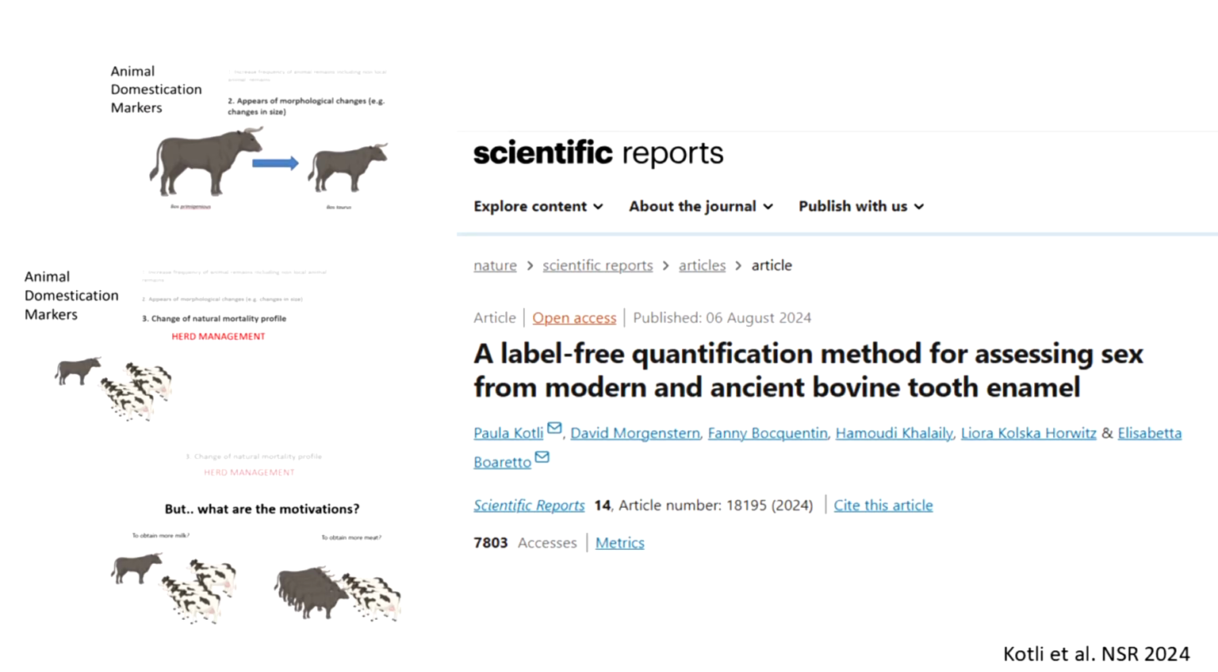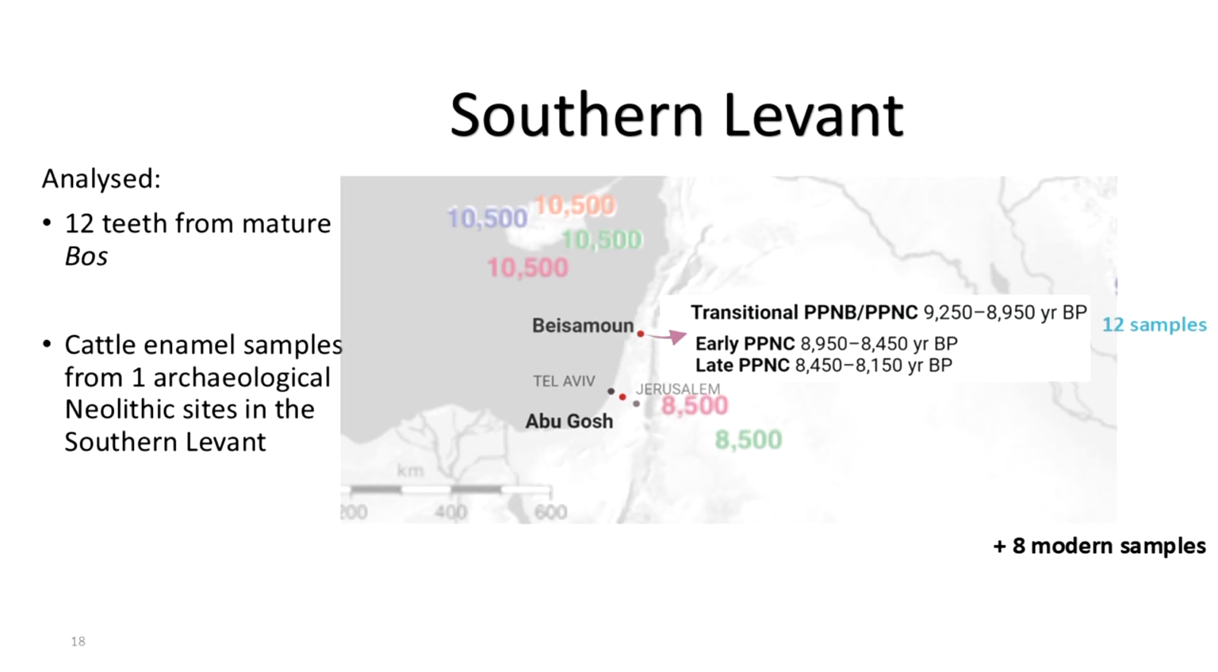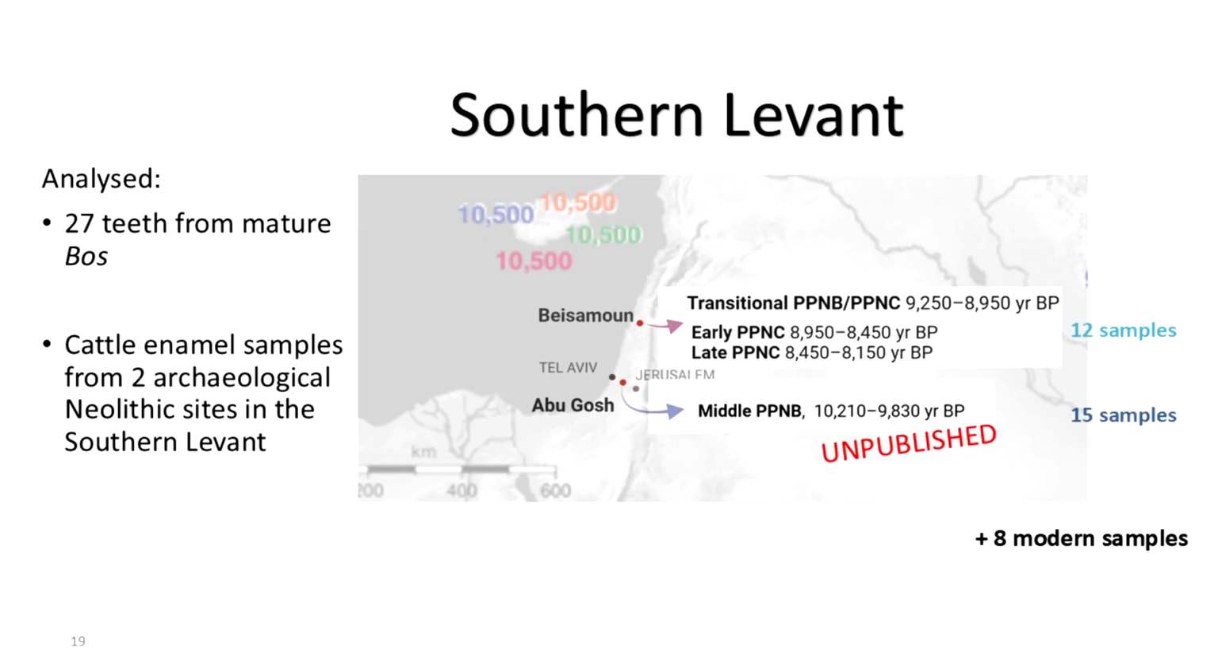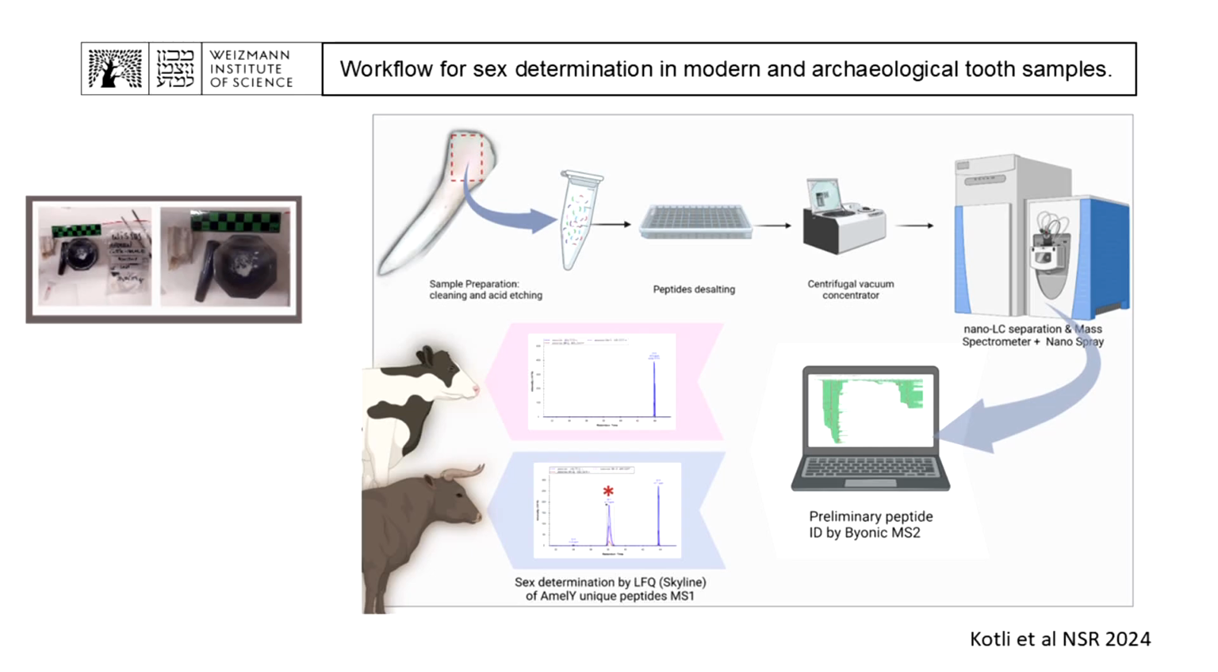So all this is the motivation: we have to know the sex. And this is why we developed a new methodology using label-free quantification to determine sex in bovines. This was already published last August. In this paper, I presented 8 modern samples and 12 samples from Beisamun from the pre-pottery Neolithic. Now I will also show you 15 samples from Abu Ghosh, from a very similar period, the middle pre-pottery Neolithic.